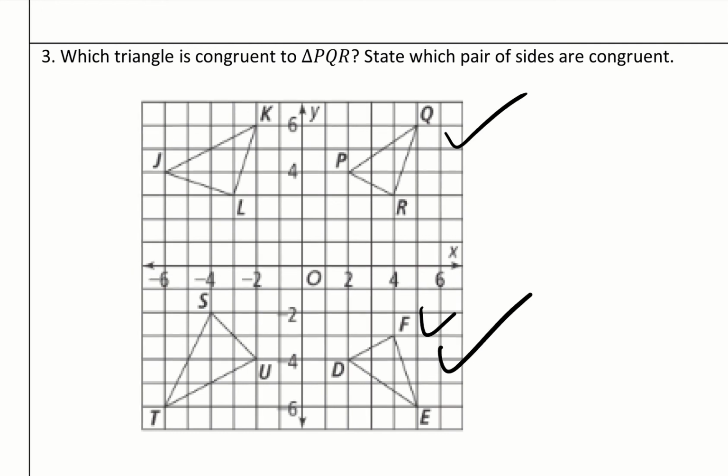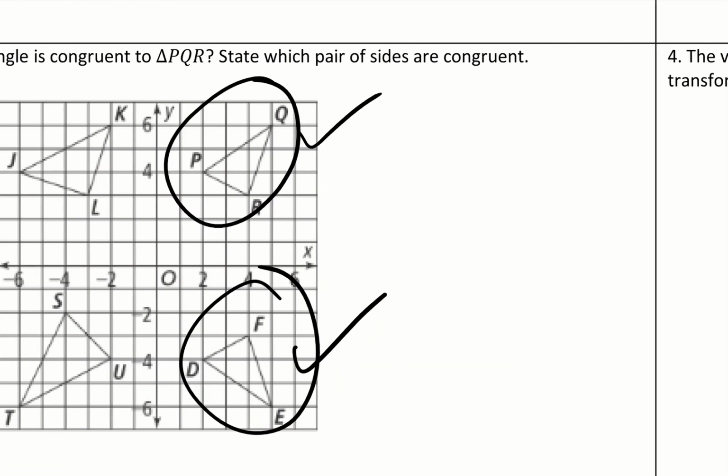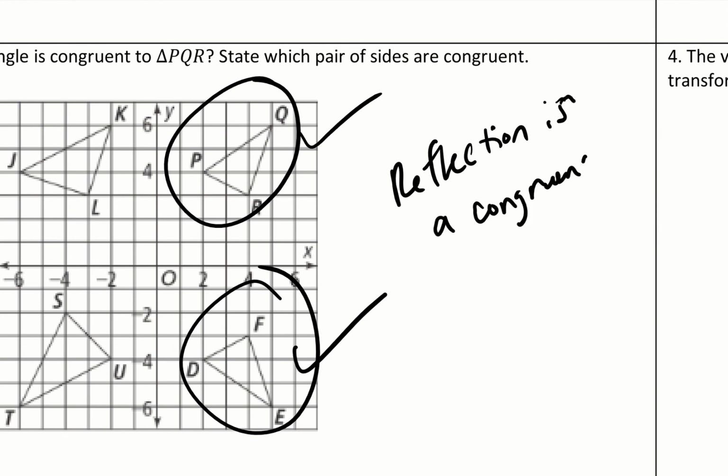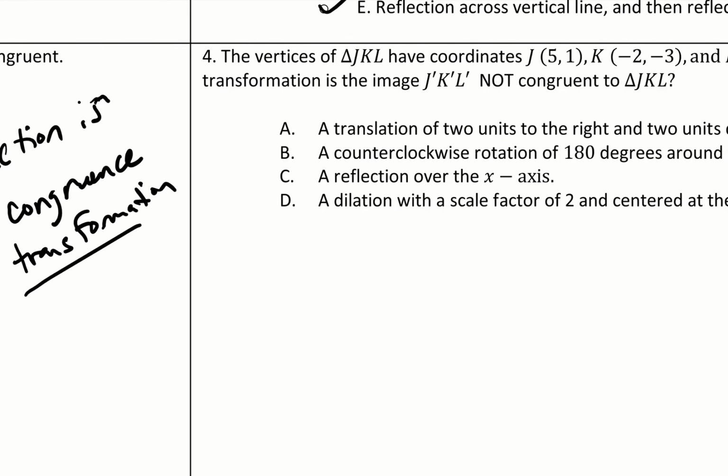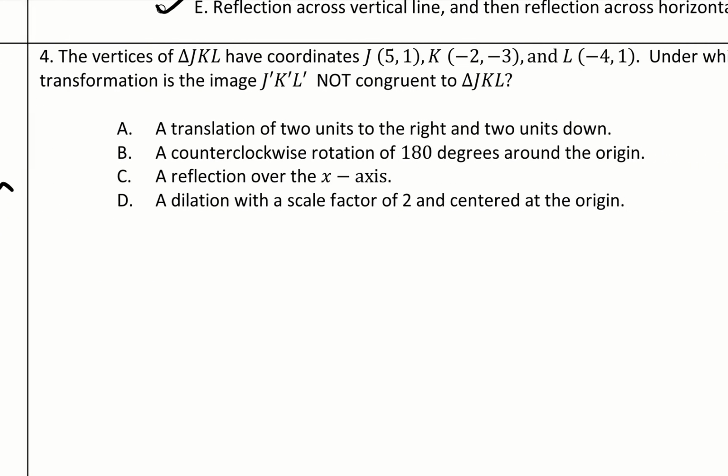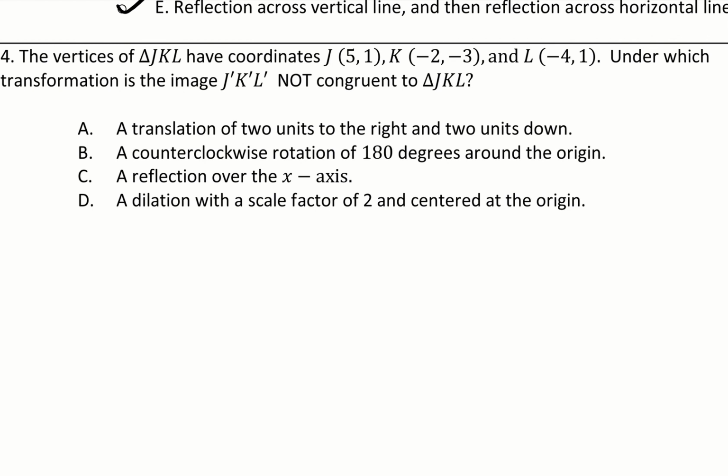So those are the ones that are congruent. And so that's a congruence transformation. And therefore, those must be congruent. A reflection is a congruence transformation. A congruence transformation takes the pre-image and gets an image that is congruent to it. So therefore, this is a congruence transformation, and therefore they must be congruent. That's the concept there. All right, number 4, vertices of triangle JKL have those coordinates.